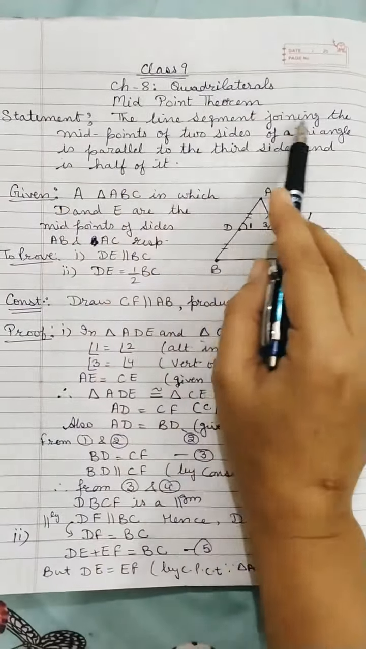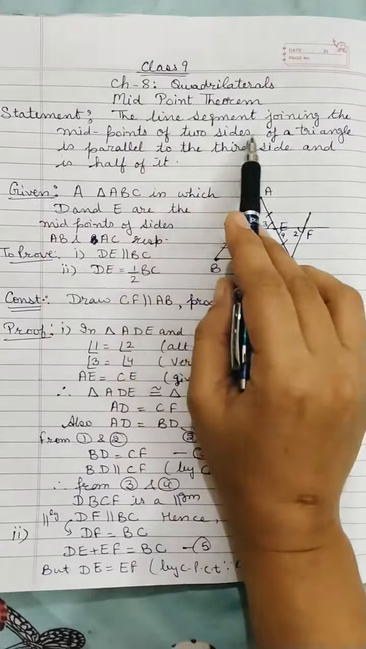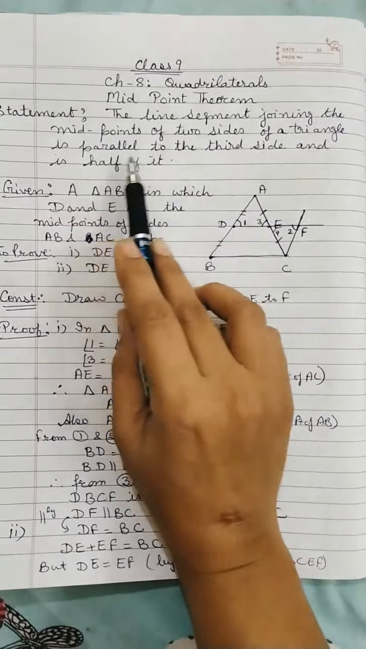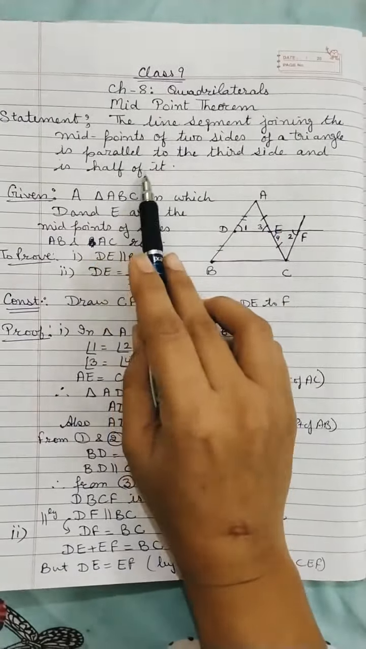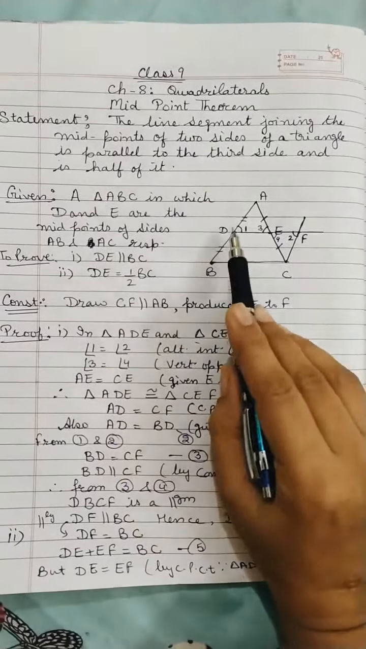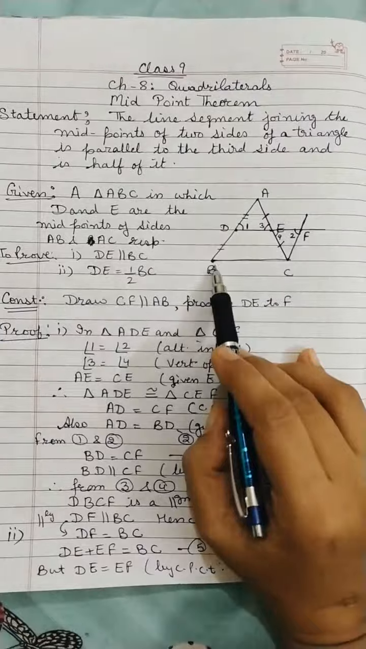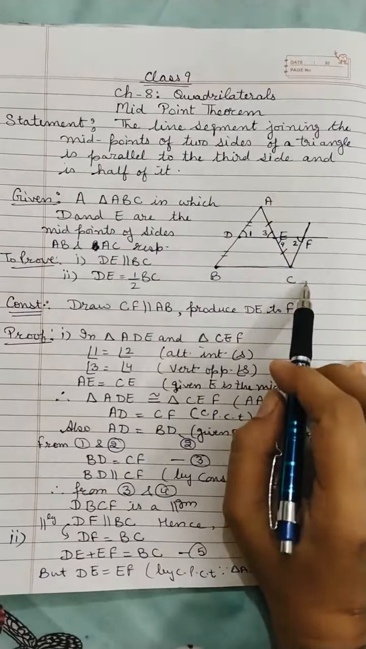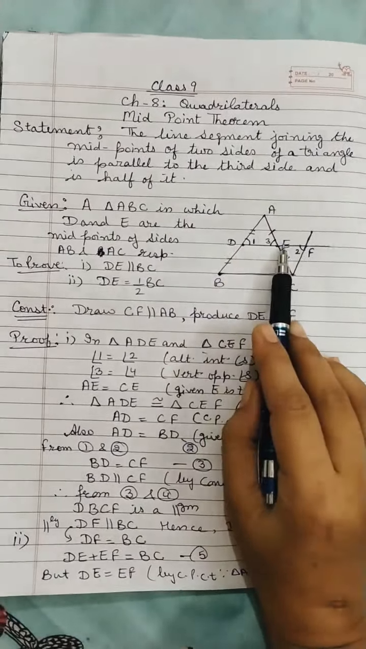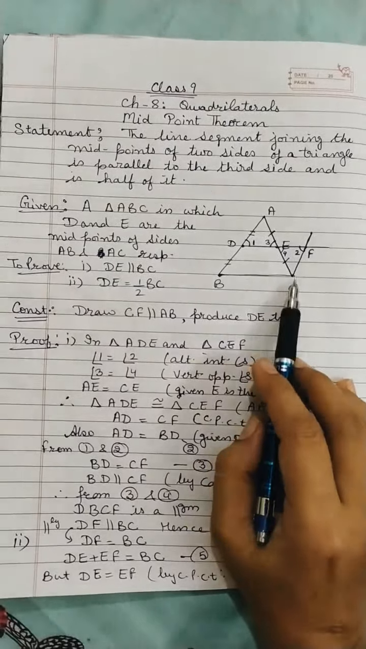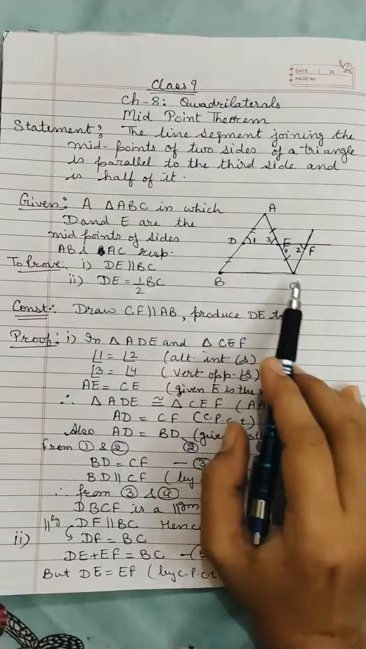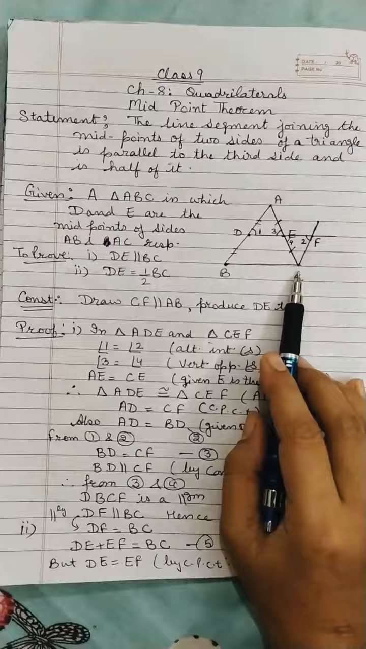The statement is: the line segment joining the midpoints of any two sides of a triangle is parallel to the third side and is half of it. Means, given a triangle ABC, if D is the midpoint of AB and E is the midpoint of AC, then DE will be parallel to BC. Also, DE will be half of BC. Now this we have to prove.